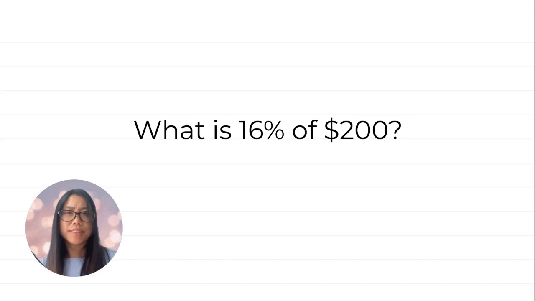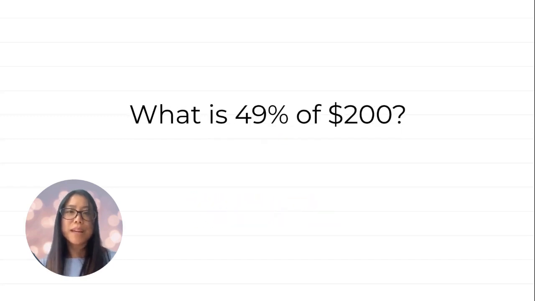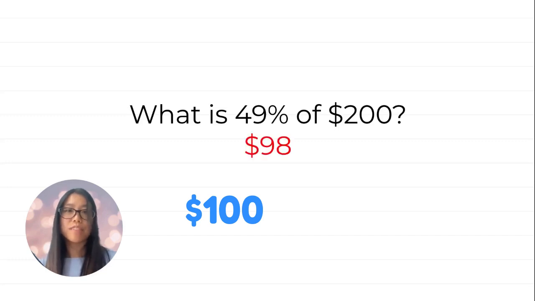16% of 200. Find 16% of 100 and double it. That gives us 32. What about 49% of 200? Okay, we're throwing in a bit of a more challenging question here. Well, 49 is almost 50%. So 50% of 200 is going to be 100. But 50 is too much. We've taken too much. So we have to subtract 2 to get 98.